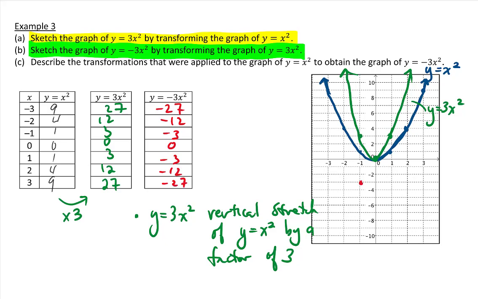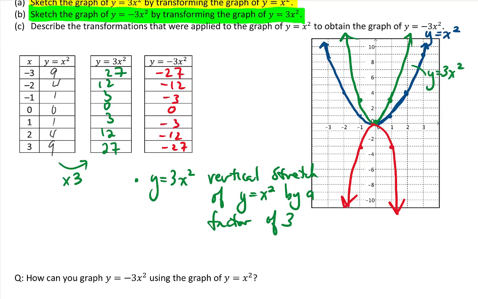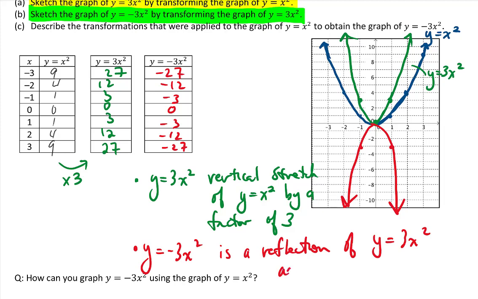And if we graph that, we see we get a reflection of the green graph. So that's the red graph. So we can add that to our notes. So y equals negative 3x squared is a reflection of y equals 3x squared across the x-axis.